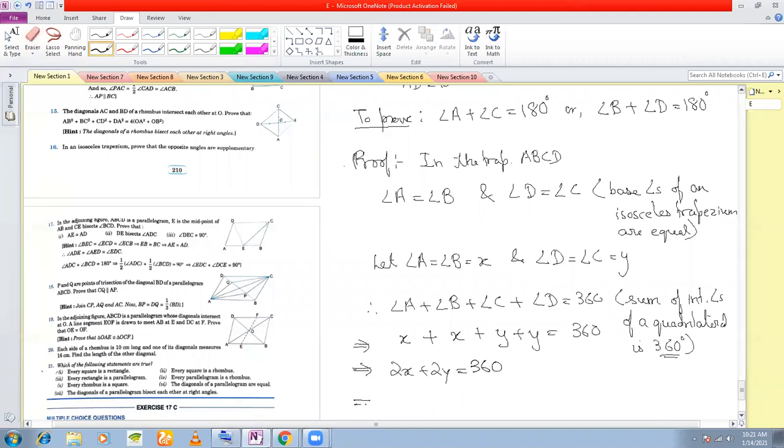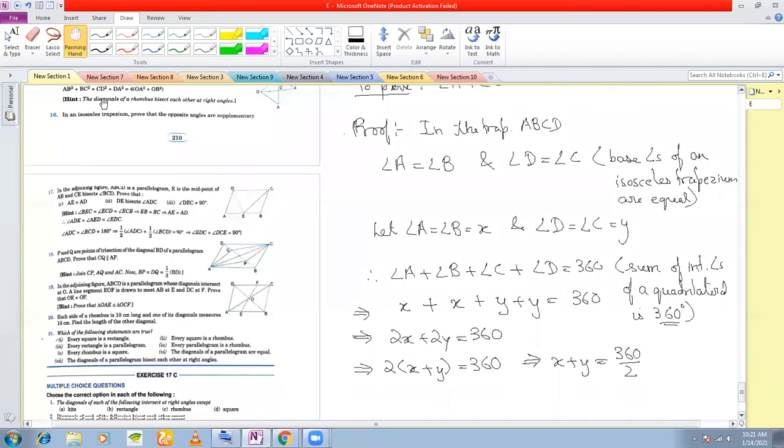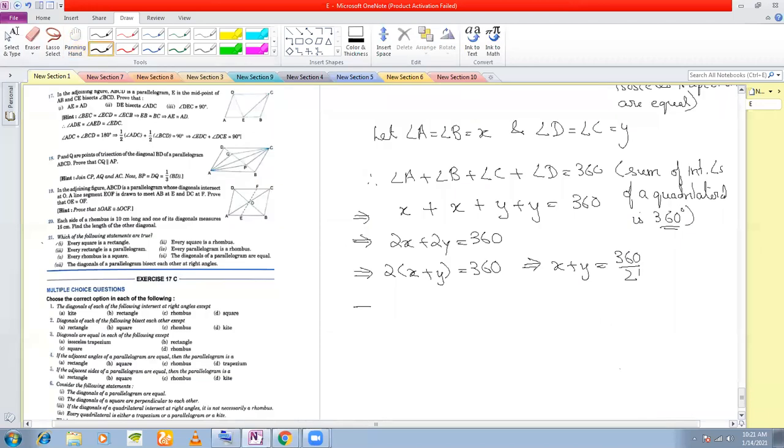Right? So that means now I can take 2 common from here and write twice x plus y is equal to 360. That means x plus y is equal to 360 divided by 2. That means x plus y is equal to 180 degrees. Now, what do you mean by x plus y equal to 180 degrees?